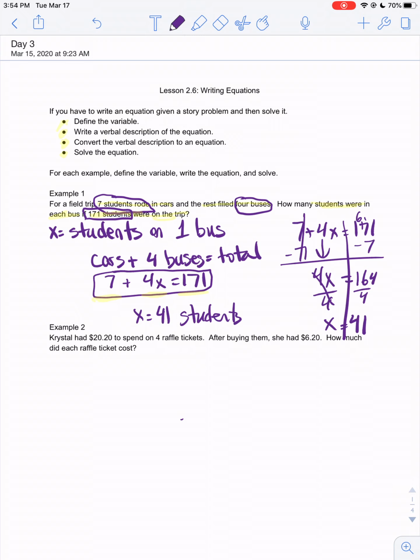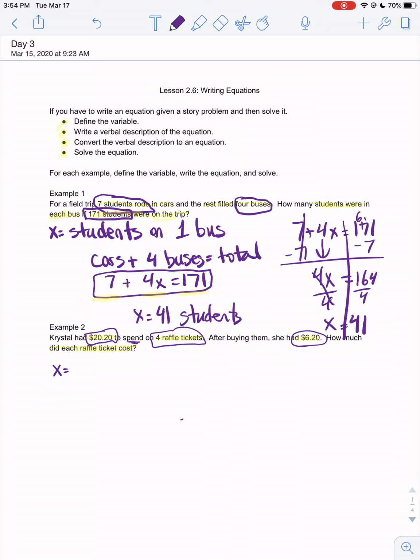All right, example 2. I'm going to get my highlighter out. Crystal had $20.20 to spend on 4 raffle tickets. After buying them, she had $6.20. How much did each raffle ticket cost? I'm seeing some important things going on. I have this initial money, and I spent it on 4 raffle tickets, and in the end I had $6.20.